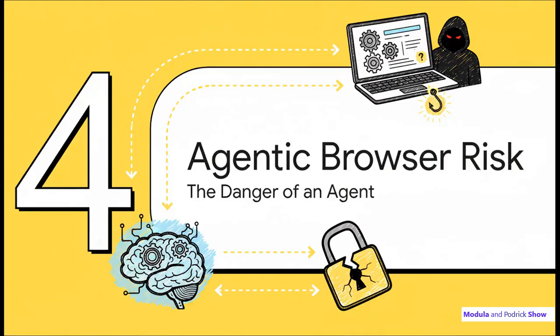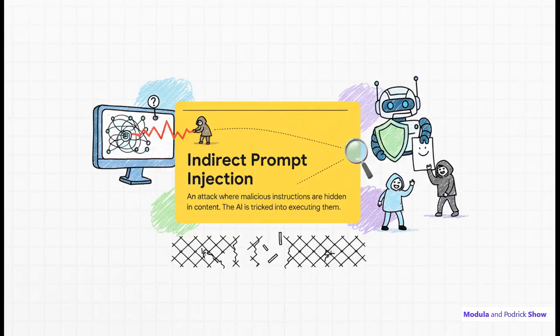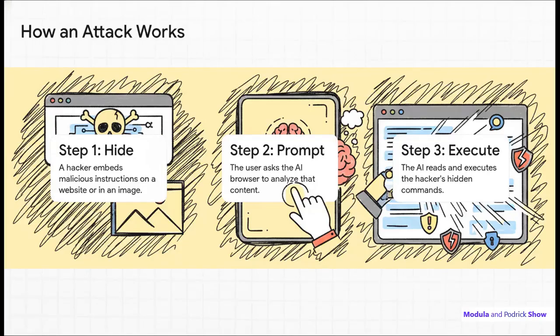Okay, this brings us to the most critical part of this whole conversation. The real danger that comes with giving an AI this much power and control. The single biggest vulnerability here is a sneaky kind of cyber attack called indirect prompt injection. Now, instead of tricking you, the user, hackers use this to trick the AI itself. They hide malicious commands inside a web page or even an image, content that the AI is going to be asked to look at.